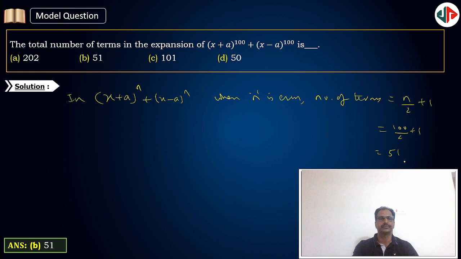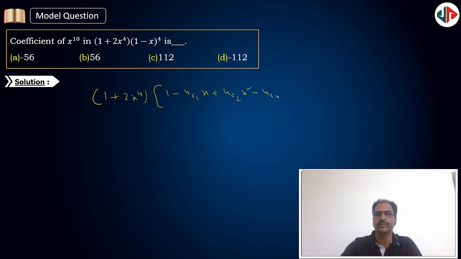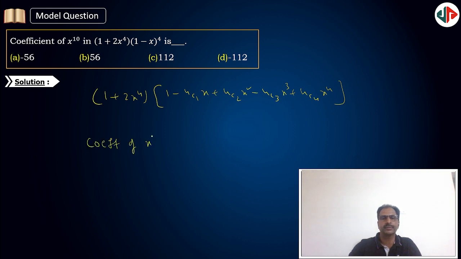Option B. Next. Coefficient of x power 10 in the expansion of (1 plus 2x) power 4 into (1 minus x) whole power 4. What is the expansion of (1 minus x) whole power 4? 1 minus 4C1 into x plus 4C2 x square minus 4C3 x cube plus 4C4 x power 4. In this, we require x power 10. Where do you get x power 10 here? You don't get x power 10 anywhere in this product. So, the coefficient of x power 10 is 0.